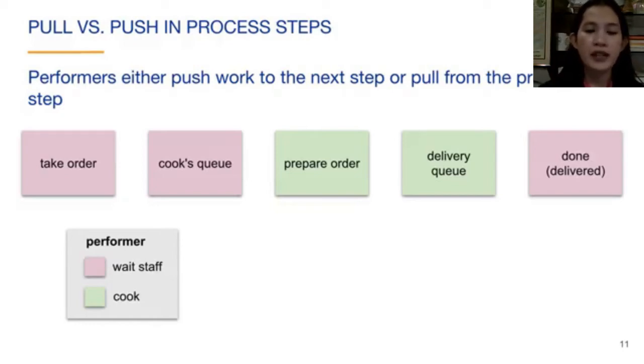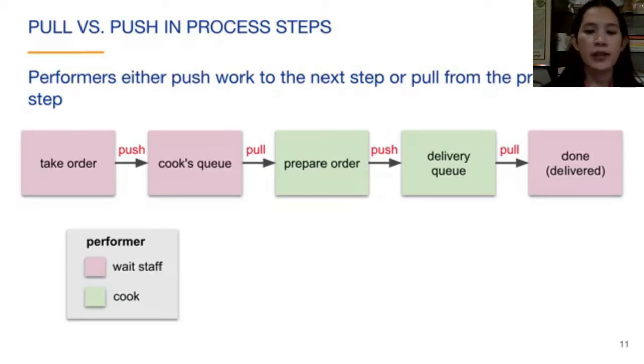After the wait staff takes the order, they usually push it to a queue for the cook to start when they get a chance. When the cook has the availability to start preparing the order, the cook pulls the order from the queue and places it in the work in progress location. After the food is prepared, the cook pushes the order to the waitstaff delivery queue. When the waitstaff has availability, they pull the order from the delivery queue and deliver it to the customer. So you can see that in this workflow, sometimes the performer of the work pulls the work from the previous step, and other times the work is pushed to them from the previous step.